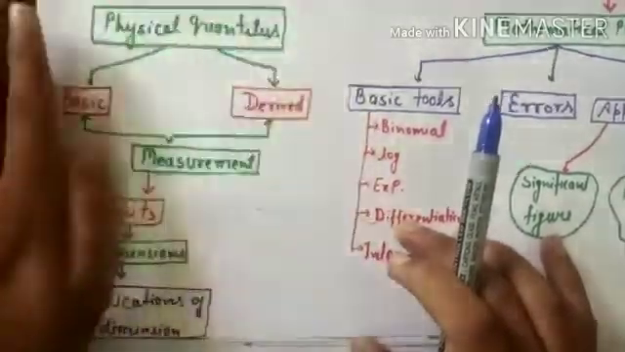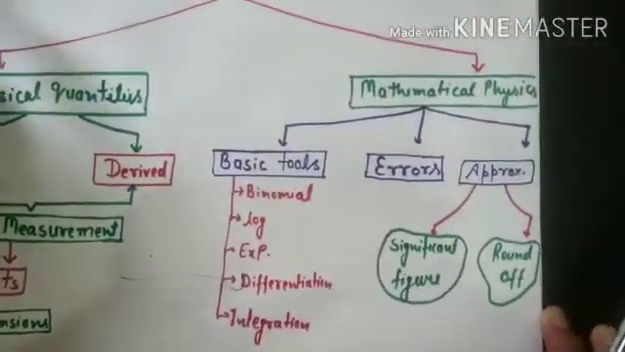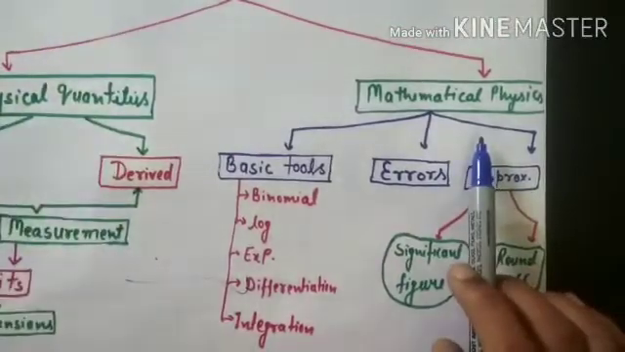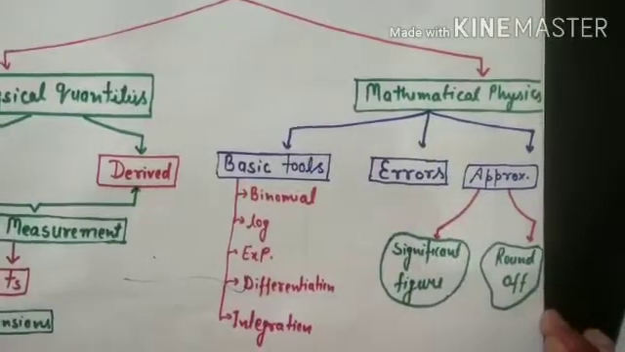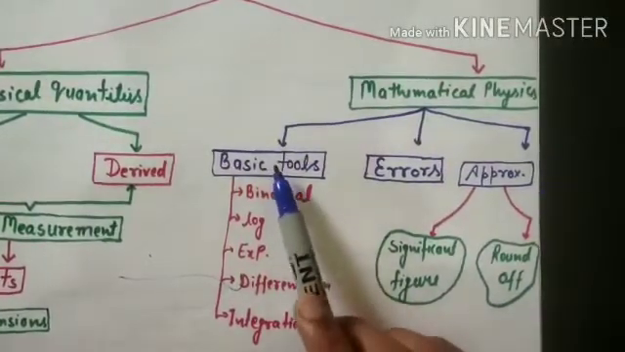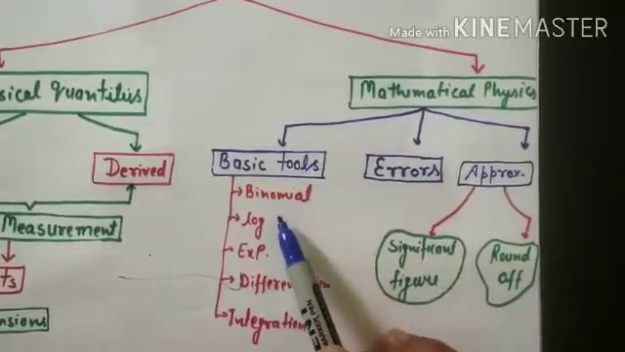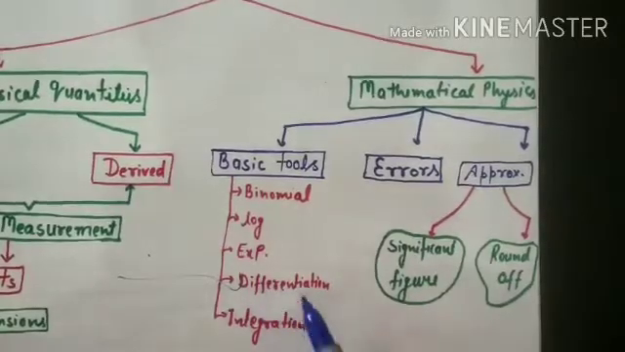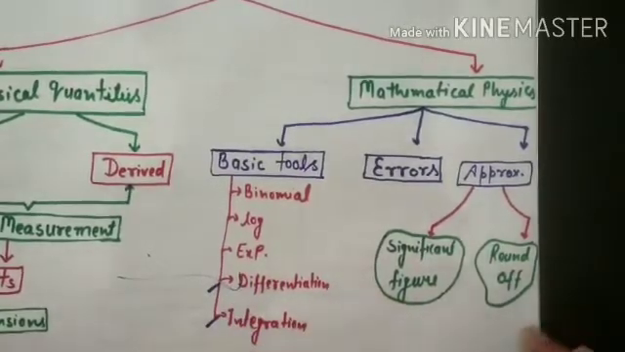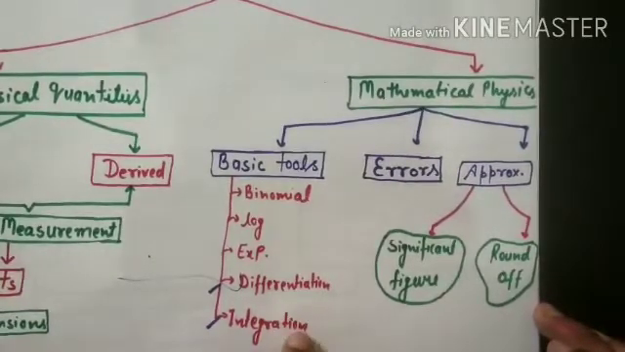So this is the first segment, and after this segment we will study mathematical physics, and I have classified this section into three categories. First we'll study some basic tools of mathematical physics, for example binomial theorem, logarithmic expressions, exponential terms, differentiation and integration. These two terms are very important and they will play a very important role in the further chapters. So differentiation and integration, you have to know about this.